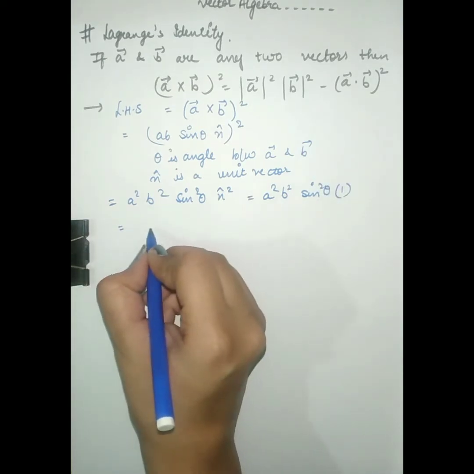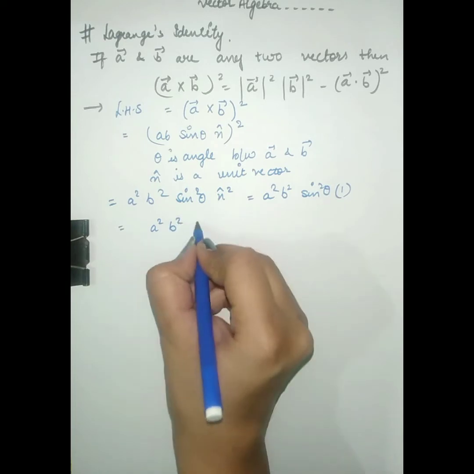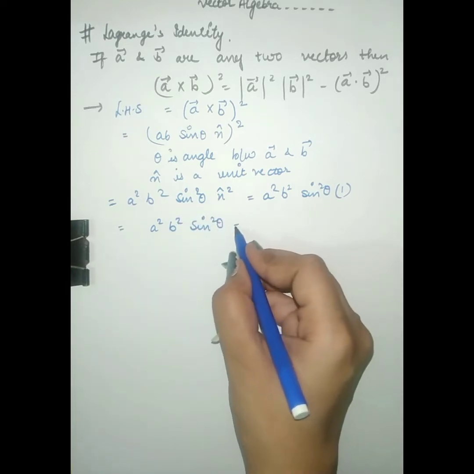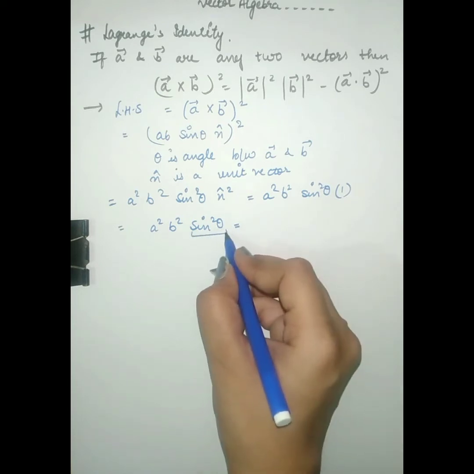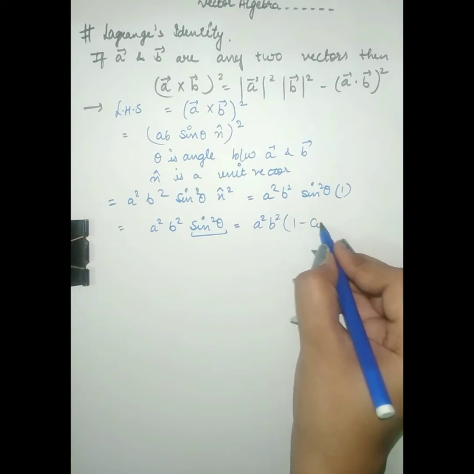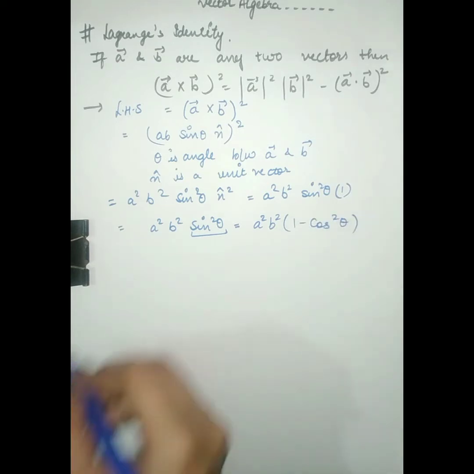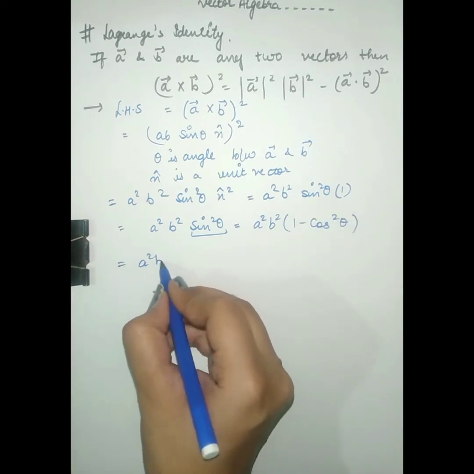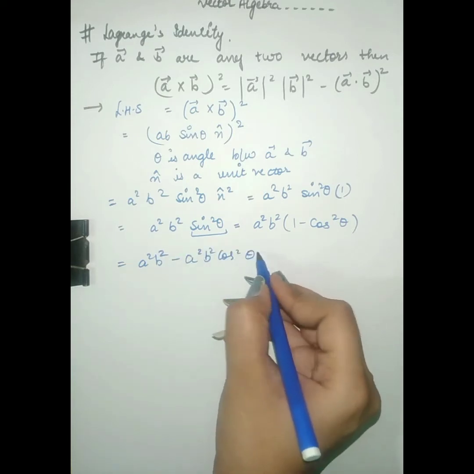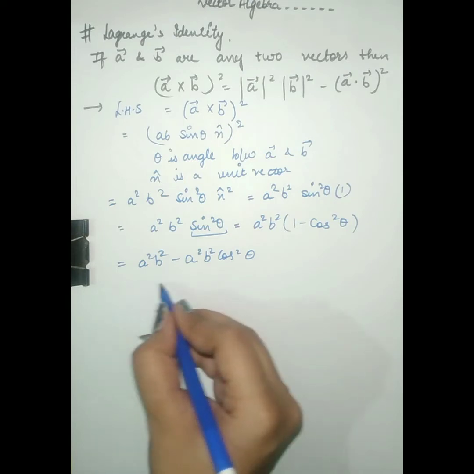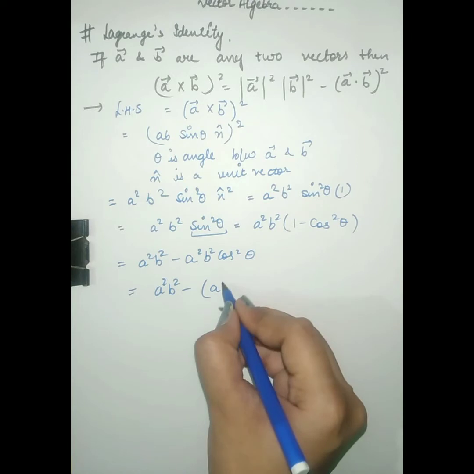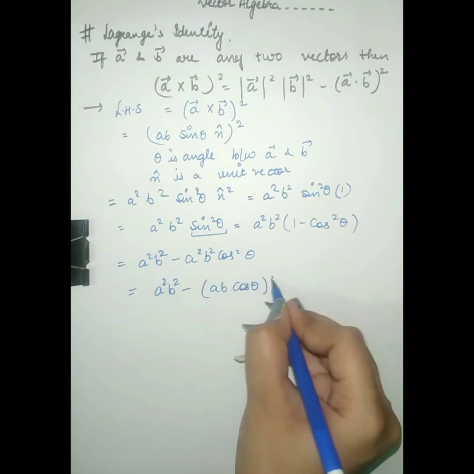That means this will be equal to A square B square sine square theta, and we know that sine square theta will be equal to 1 minus cos square theta. By putting the value of sine square theta, we get A square B square into 1 minus cos square theta. That means this will become A square B square minus A square B square cos square theta. That means it can also be written as A square B square minus AB cos theta whole square.